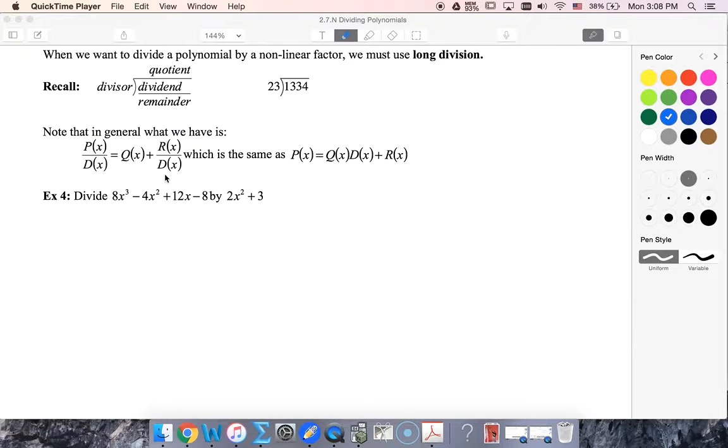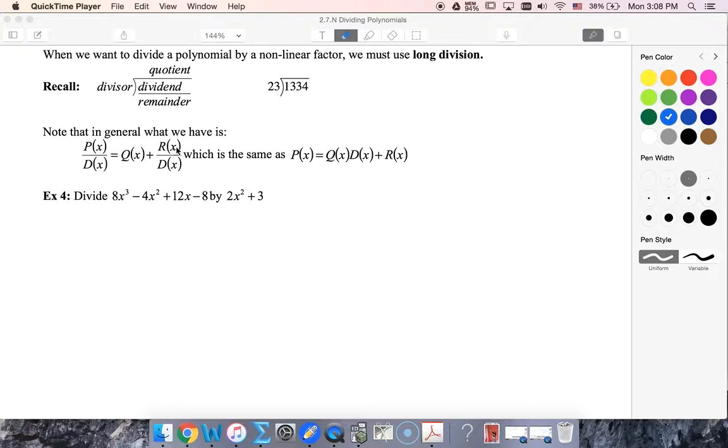While synthetic division is super easy and we love it, we can only use it if we divide by a linear factor. But what about when we want to divide by a nonlinear factor? In this case, we must use long division, even if our nonlinear factor factors into linear factors. So if you're trying to divide by a quadratic that factors, you still can't use synthetic division. You need to divide by the whole quadratic using long division.